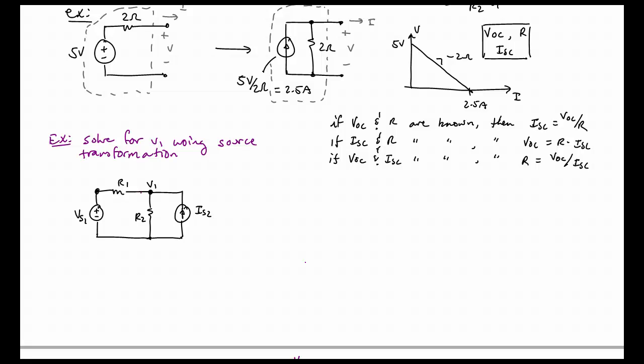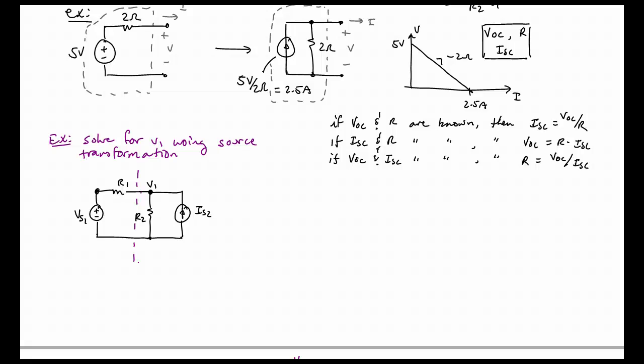Now, before we dive in, let's think about what might be helpful. We notice that if I put a dotted line through the middle here, to the left I have a voltage source with a resistor, to the right I have a current source with a resistor. I could source transform the left side from a voltage source and resistor to a current source and resistor, and I would end up with 2 current sources and 2 resistors. All of them would be in parallel. It would be a single node pair circuit.